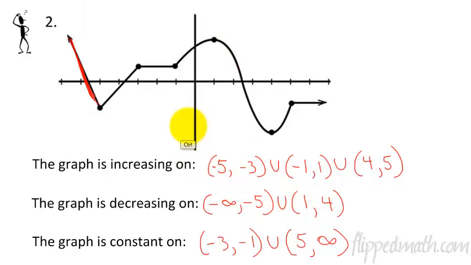And then the last one is the constant, and it's a flat horizontal line, or in other words, the slope is 0 right here on those two intervals. So -3 to -1, and then 5 off to infinity.